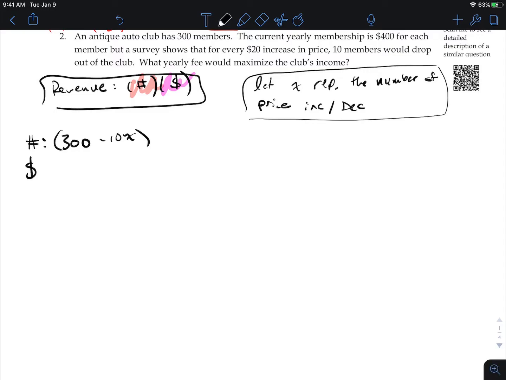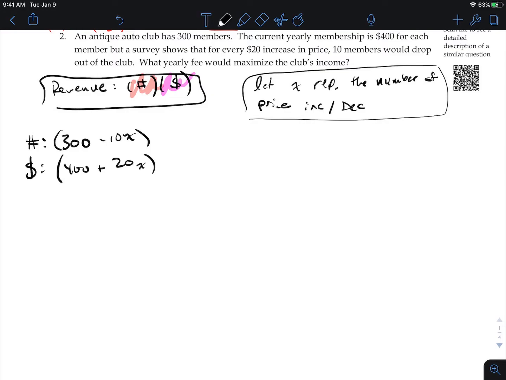Now what happens? Let's look at the dollars. So how much does the membership cost right now? $400. And then the car club wants to increase it. I'm going to increase by $20. How many times do I increase the price? I don't know. So what are we saying that as? x.